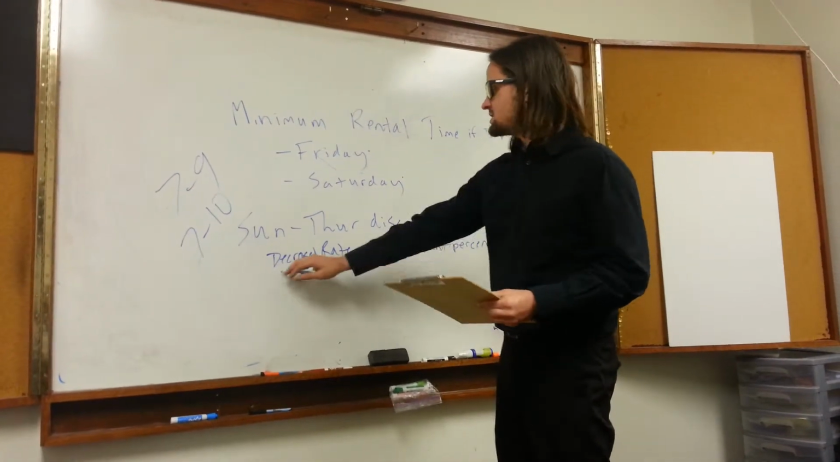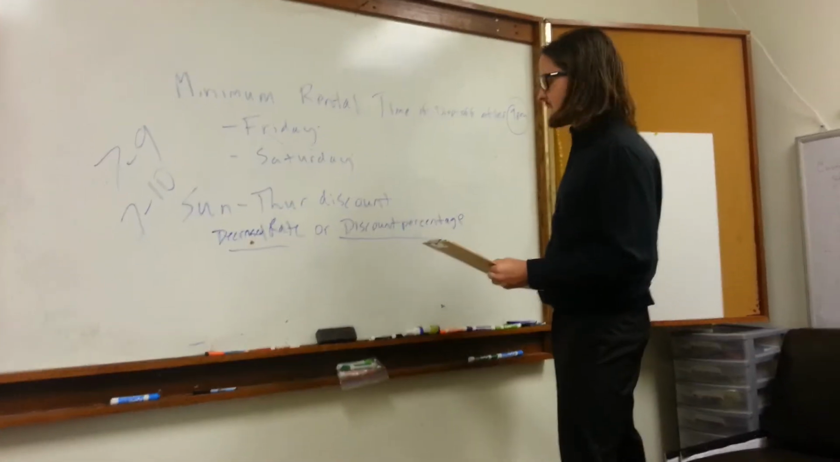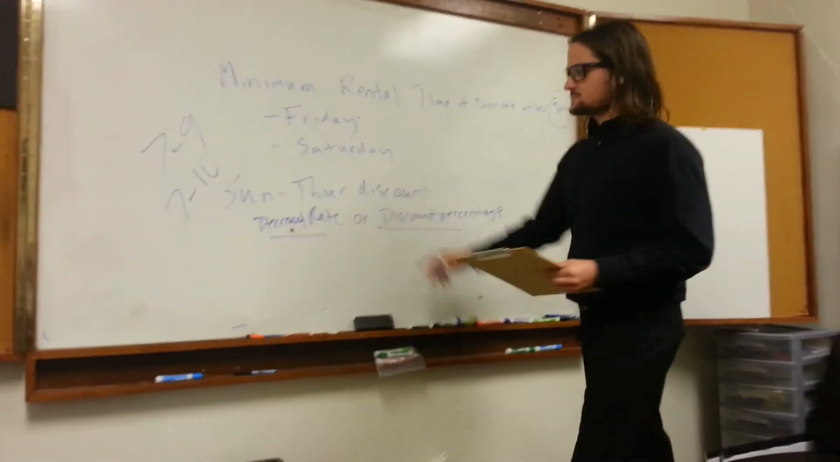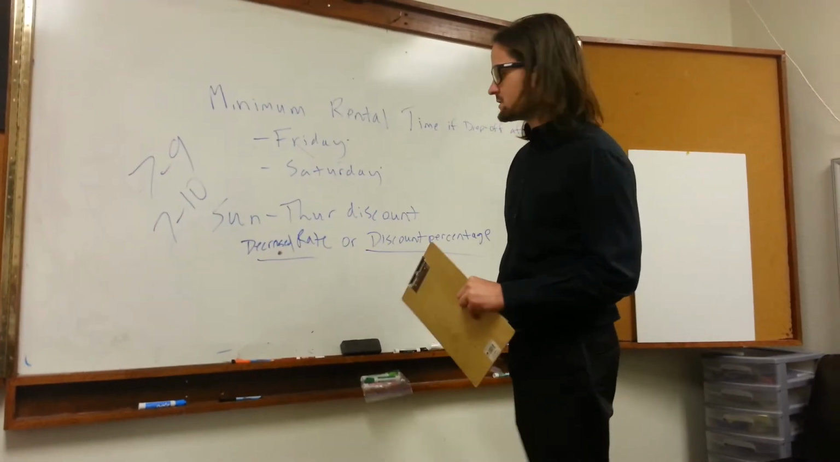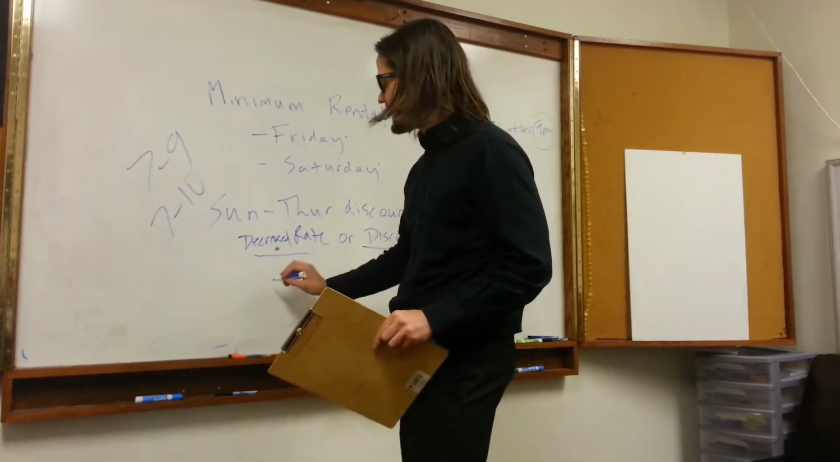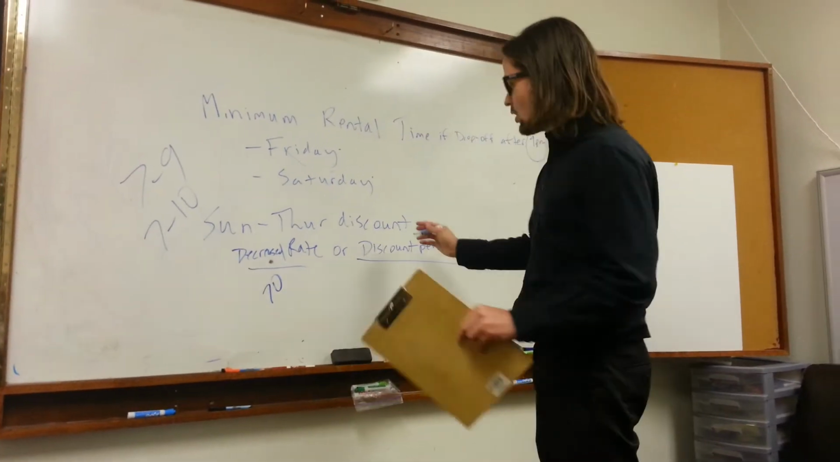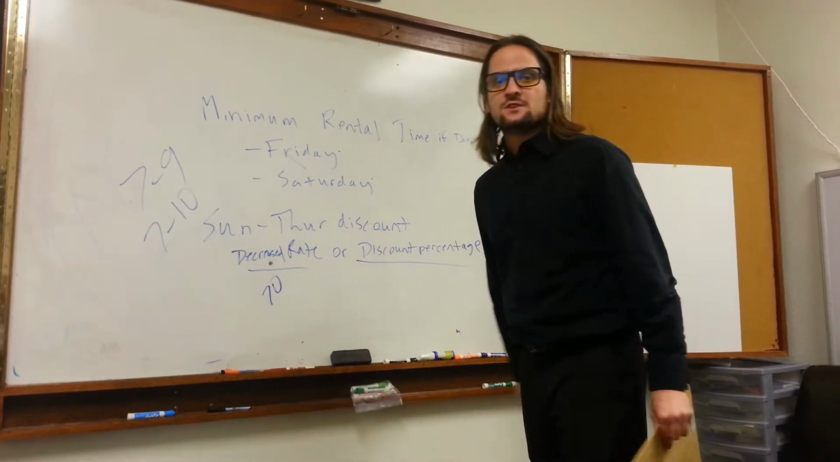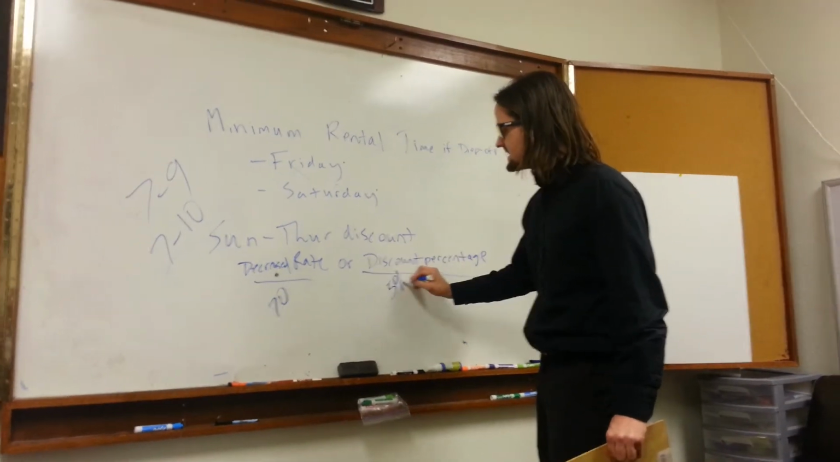Also, Sunday through Thursday discount. It can also be a decreased rate or a discount percentage. So for instance, if it's Sunday through Thursday, instead of 75 an hour, they have 70 an hour. Or you could effectively do the same thing and offer a 5% discount.